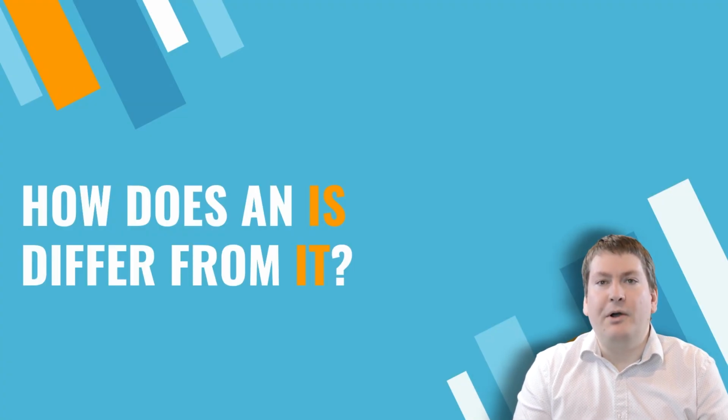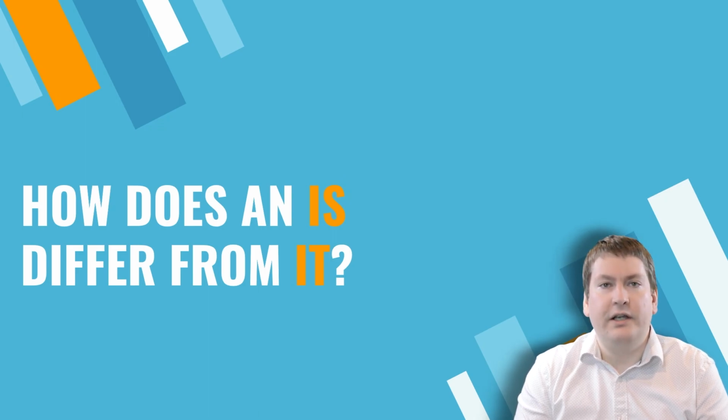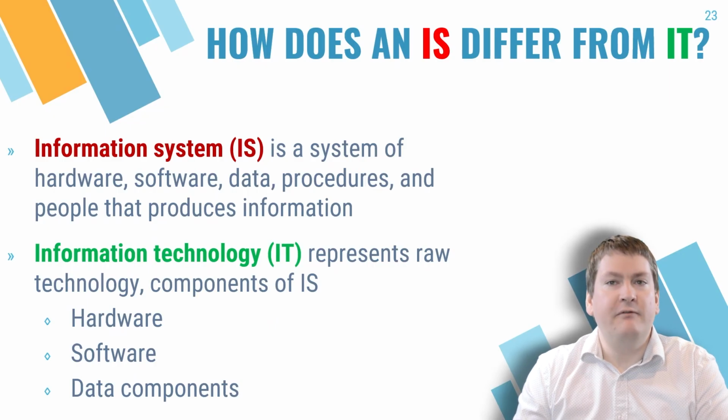But we've been talking about information systems and MIS. One question that may be occurring to you is, how is this all different from IT, or information technology? Information technology and information systems are two closely related terms, and unfortunately, they're often incorrectly used interchangeably. They are not. They are distinct concepts.